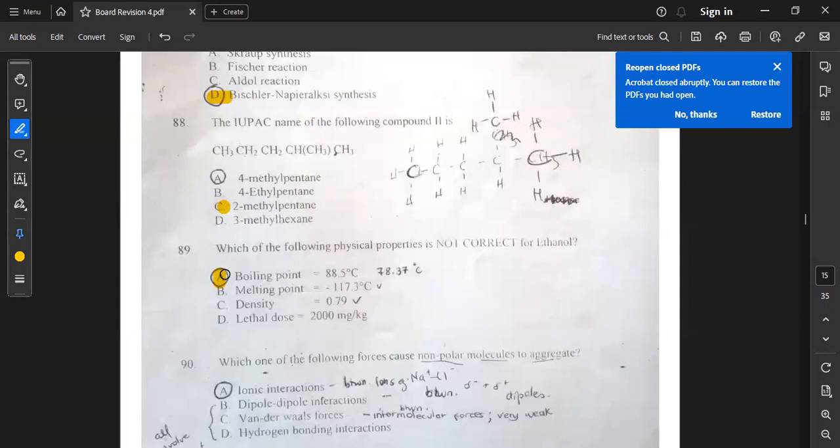Black Panther is saying choice A, boiling point. That boiling point is not correct for ethanol. What's the boiling point of ethanol? 78.5 degrees Celsius. So that 88.5 is not correct, right?